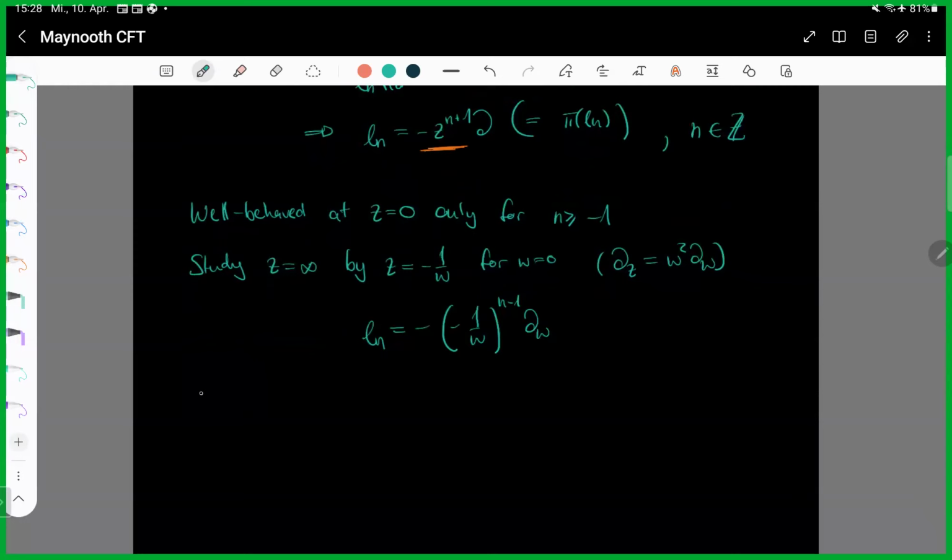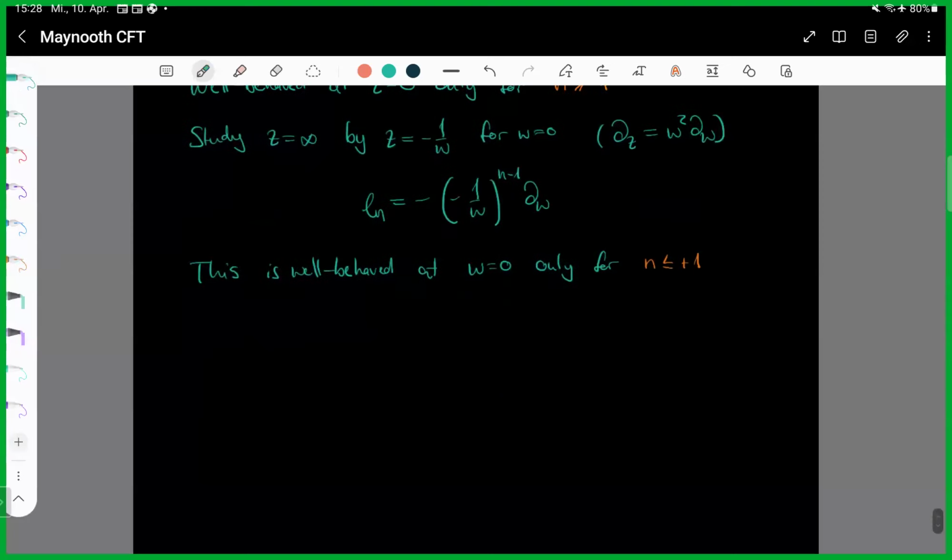Now you look at this and you see that this is well behaved at w equals 0 only for, actually, let's take a different color. I'm going to change this here: n bigger or equal to -1, and here it's n smaller or equal to +1. Oh, I made a mistake, did I? No, I think that's okay. All right.